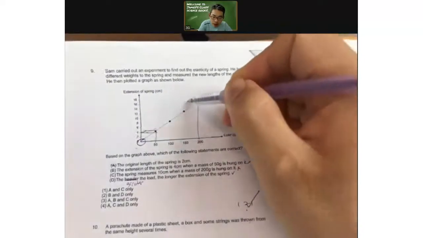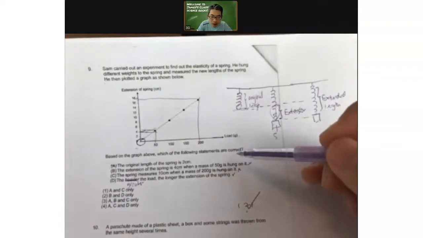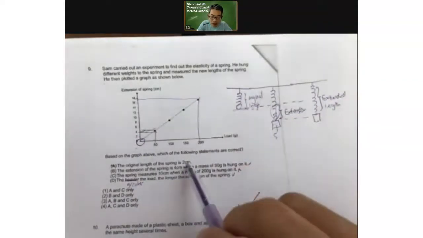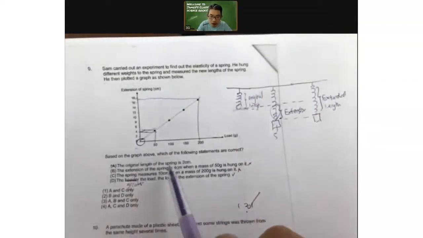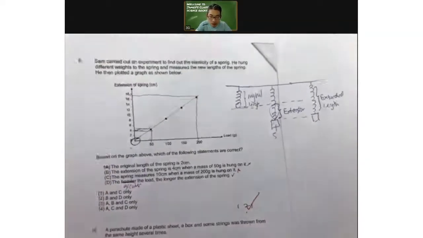Now C is wrong. It doesn't measure 10 cm. You put 200 grams, it actually extends by about 17, 18 cm. Now A is wrong. The original length is not 2 cm. I cannot tell from this graph what the original length is. It is not given because what's given is the extension.